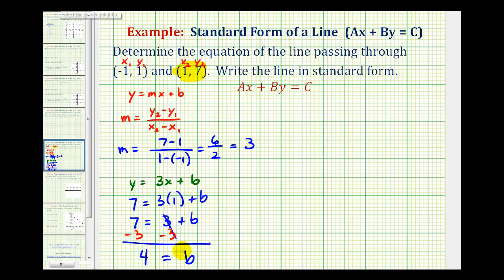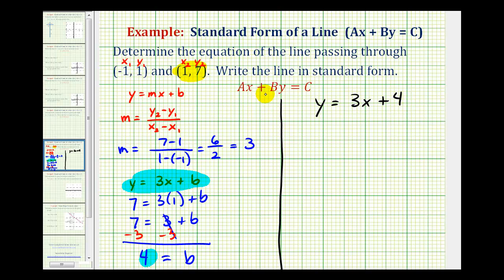So now, by substituting 4 for b, we have the equation in slope-intercept form. We would have y equals 3x plus 4. But remember, our ultimate goal is to have the equation of the line in standard form, so we need the x and y terms on the left side of the equation. So to do this, we'll have to subtract 3x on both sides of the equation. So this will give us negative 3x plus y equals positive 4.